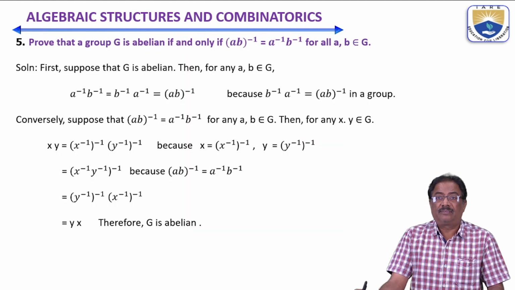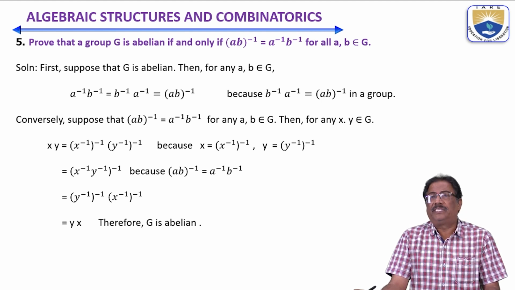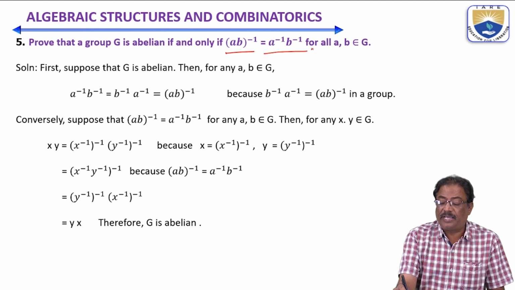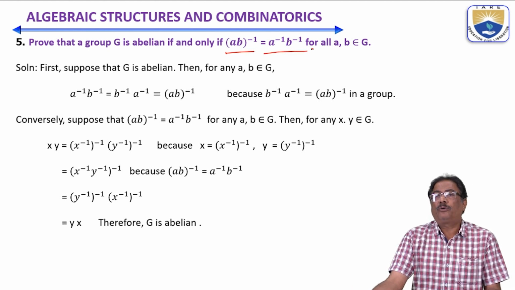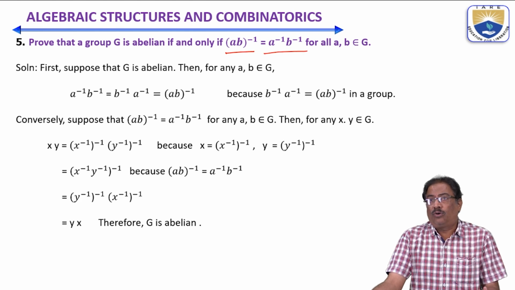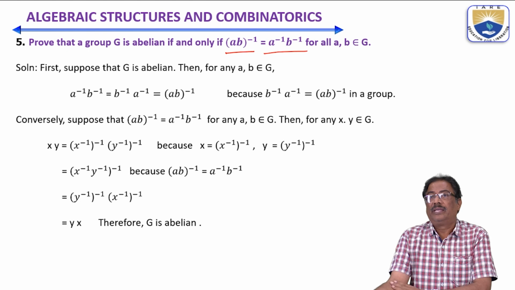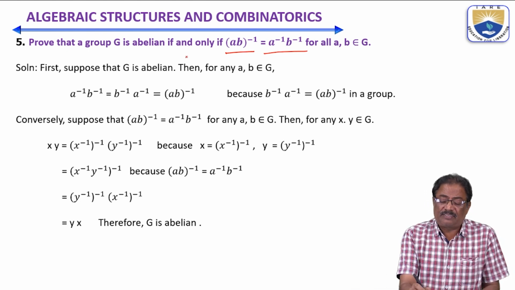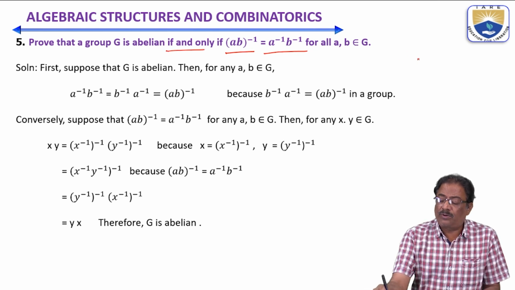And the next one is: prove that a group G is abelian if and only if AB whole inverse is equal to A inverse B inverse. We have to prove that G is an abelian group if and only if AB whole inverse is equal to A inverse B inverse. For that, since it is an if and only if statement, there are two cases. First we take G to be abelian.